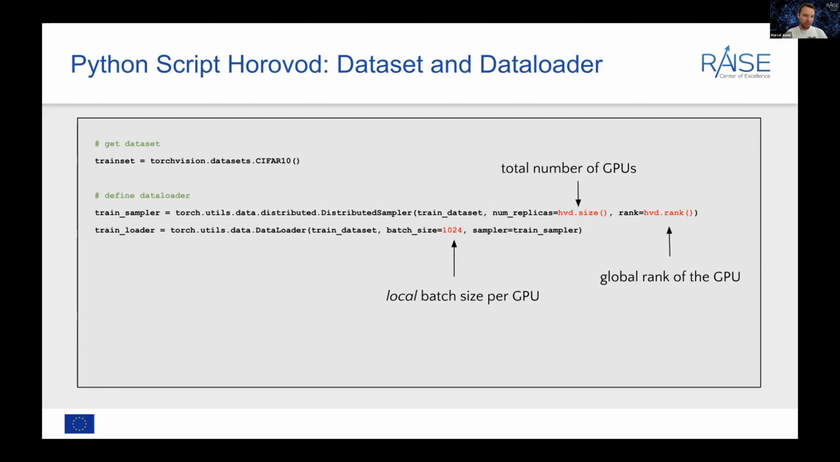And once you have defined your train sampler, you can define the train loader. The thing you have to pay attention to here is that when you set the batch size in this distributed fashion, the batch size always refers to the local batch size per GPU. So that means if we have, for example, 4 GPUs here and we set a batch size of 1000, that would mean our total batch size would already be at 4000.